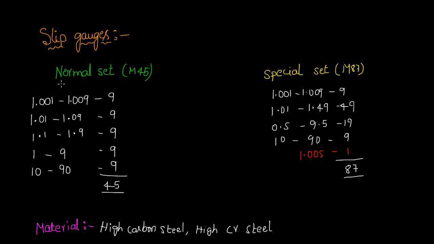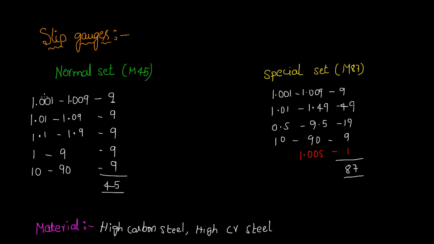The normal set consists of 45 pieces, starting from 1.001 to 1.009. The total count is 9. Likewise, 1.01 to 1.09, 1.1 to 1.9, 1 to 9, 10 to 90. These are the step sizes.